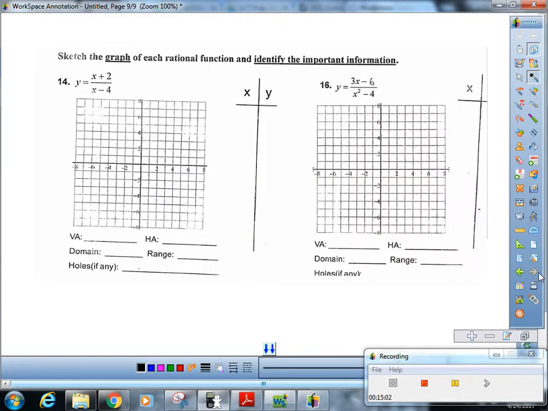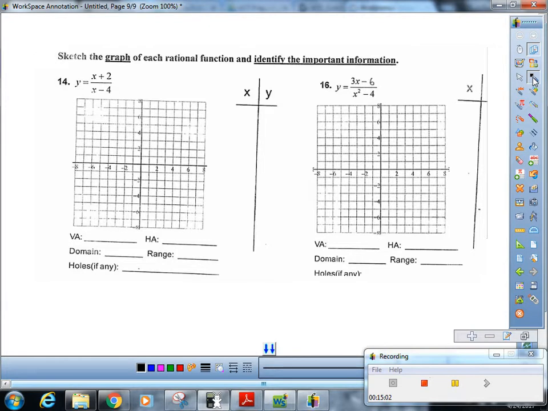Okay, now we're into the graphing ones. So we'll do these two together, and then you guys will have a few more to do on your own. And then tomorrow you'll really get your practice with Math Excel. What's that? Well, you can go back and do number 12 on your own.